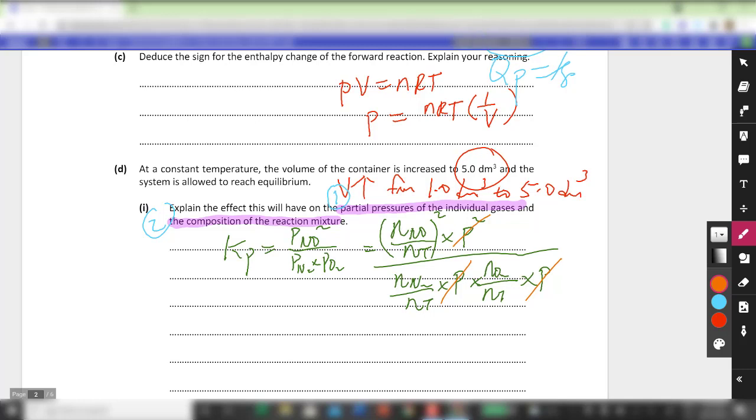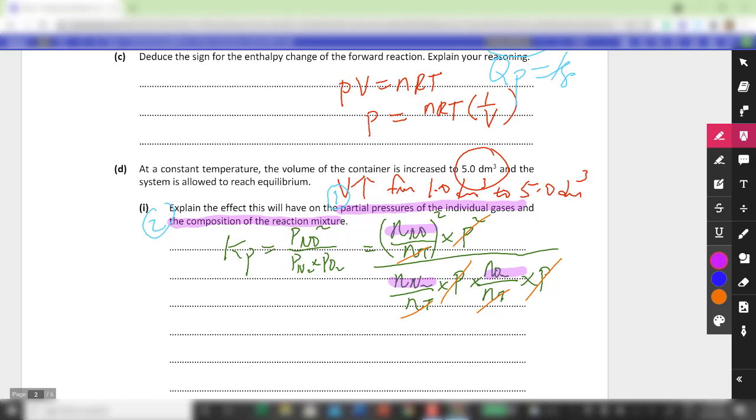So the pressure terms actually get cancelled over here, and the total number of moles term also gets cancelled because it is squared. So eventually you end up with all this taking on the original value, which means you get Kp equal to a constant. So that means that for this particular system, any change in the volume will have no effect on the composition.